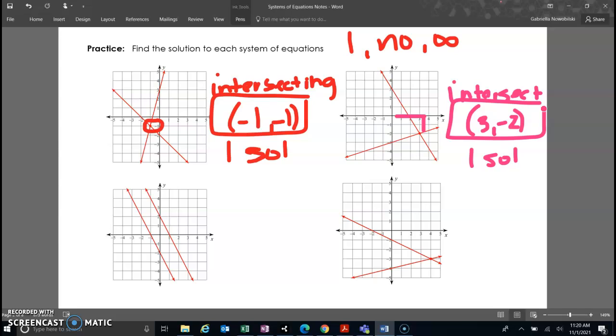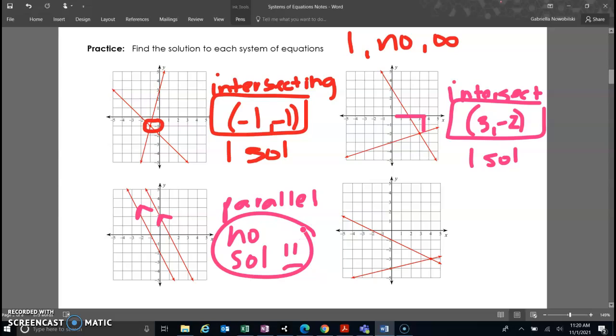Okay, let's move on to these lines down here. You should see it looks like a road. Again, they're going to be parallel. They're never going to cross or intersect anywhere. Again, I see multiple lines, so I know they're not overlapping. So this one's going to be a no solution. They're parallel. Obviously, if there's no solution, you don't tell me a coordinate point because there is not one. Okay, so all you have to write is no solution.